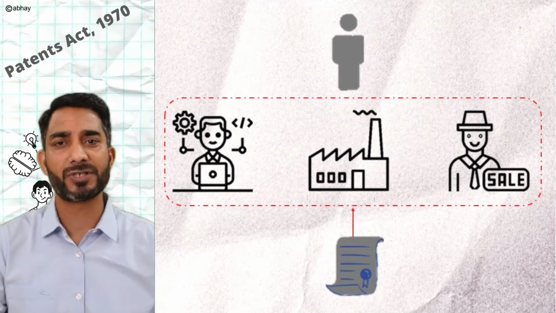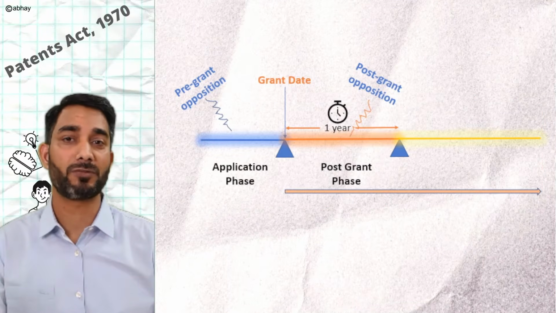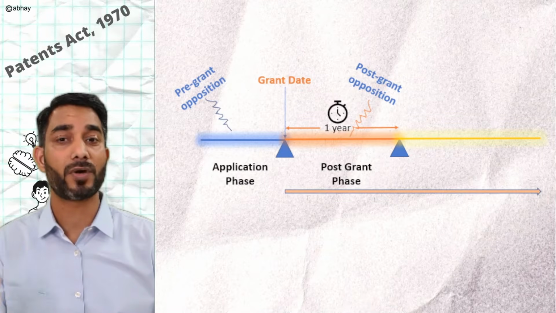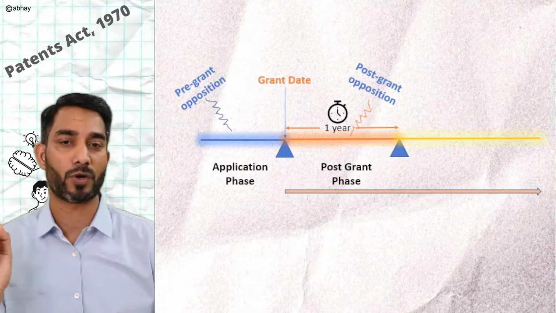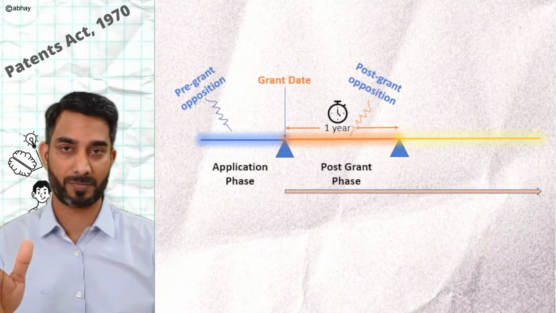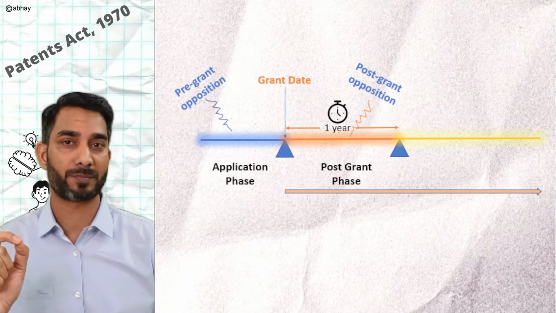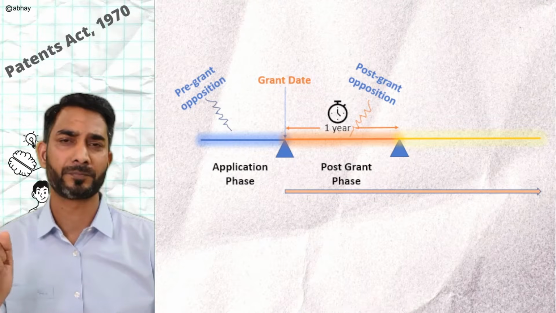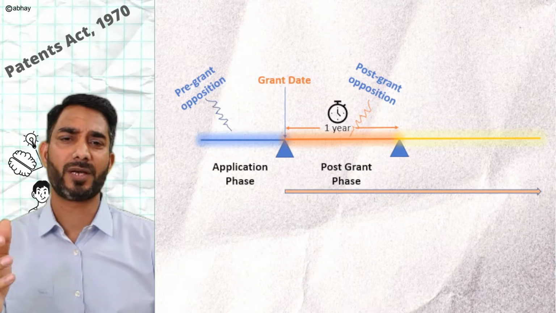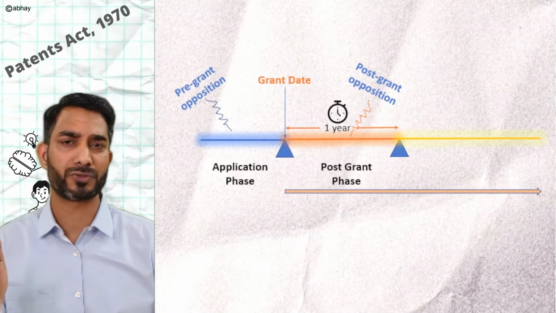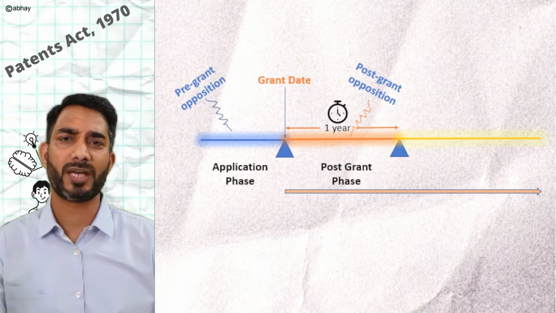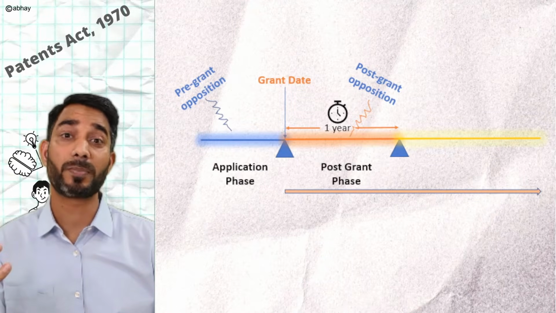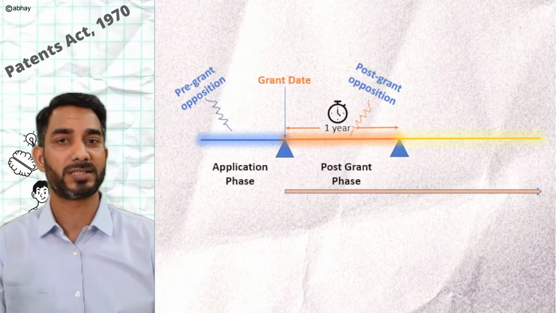This is how we envisioned the situation, and these are the options that we evaluated for opposing the grant of the patent. During the application phase, we went for pre-grant opposition as per section 25.1. However, after the grant of the patent, we went for post-grant opposition, but within the first year from the date of the grant. Now consider a situation where we have missed both these opportunities. What options do we have to oppose a granted patent? And most importantly, what platform do we have to oppose such a granted patent?